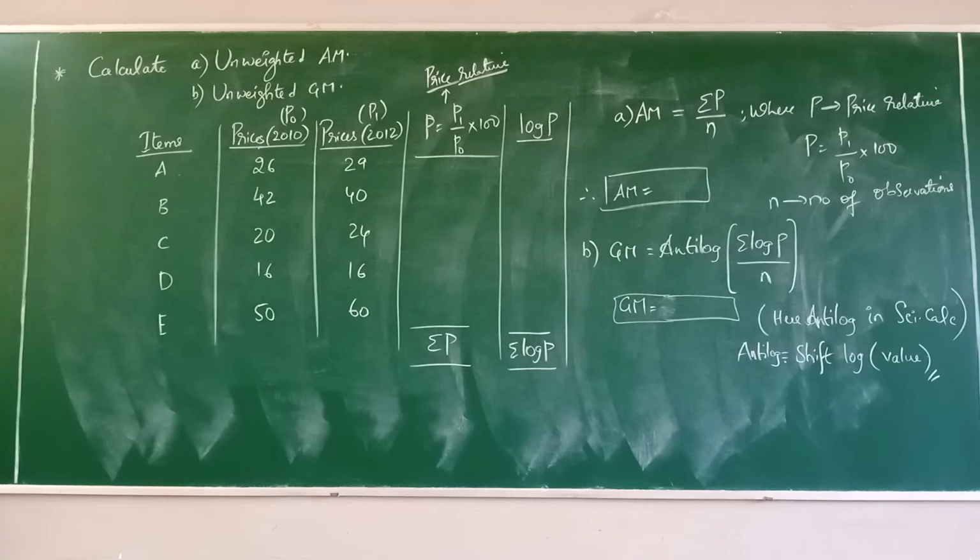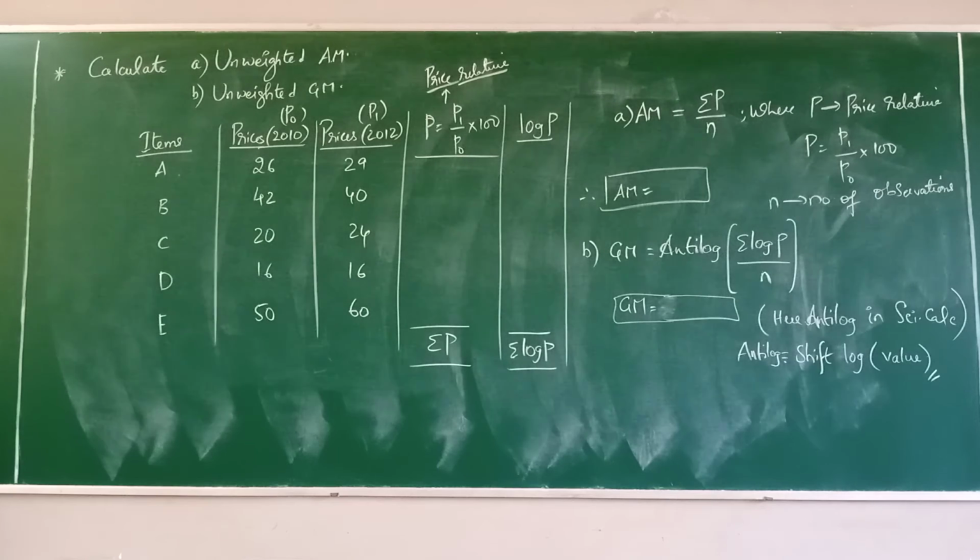So unweighted in the sense what? Every observation has an equal importance. There is no bifurcation of which item, how much quantity, like that. So all the items are in equal condition, remember. So that's why arithmetic mean gives the greater weightage to the items. That's why for any problem you calculate, AM and GM, whether it is unweighted or weighted, the AM value will always be greater than the GM value. So GM will always be less than the AM value.